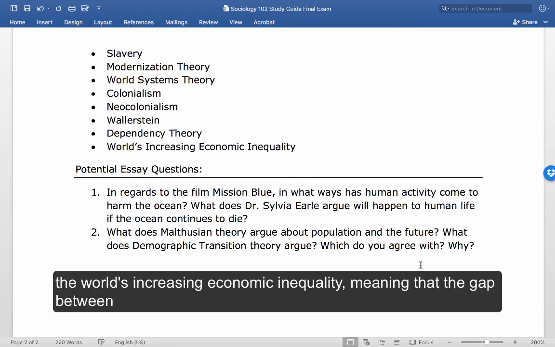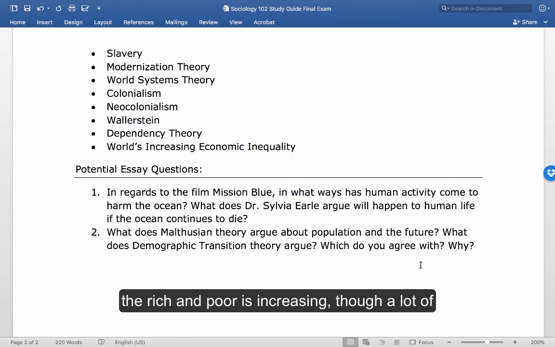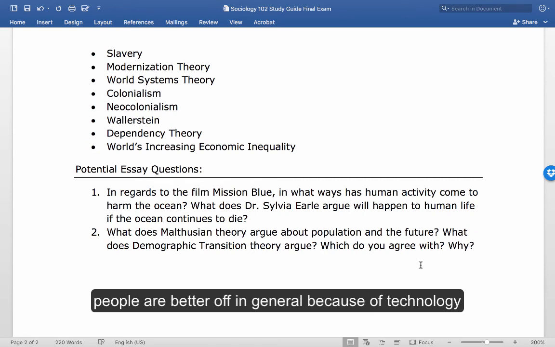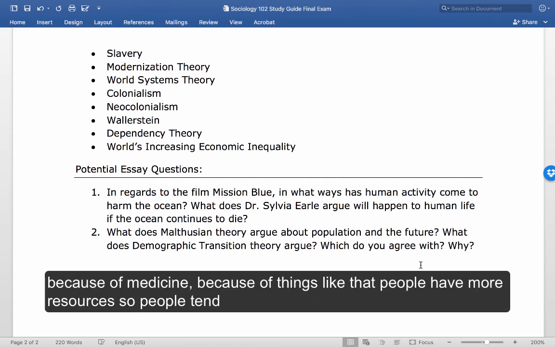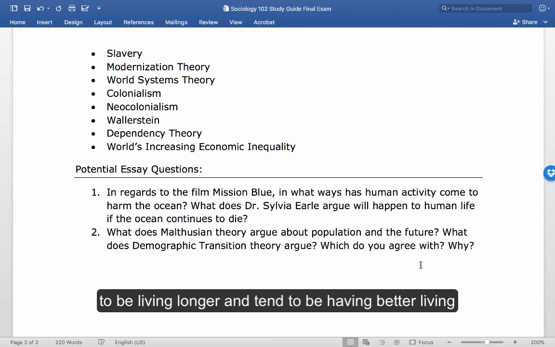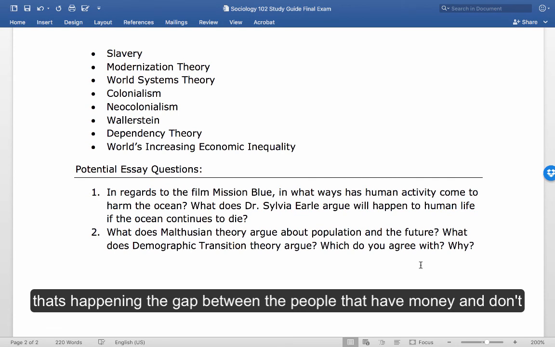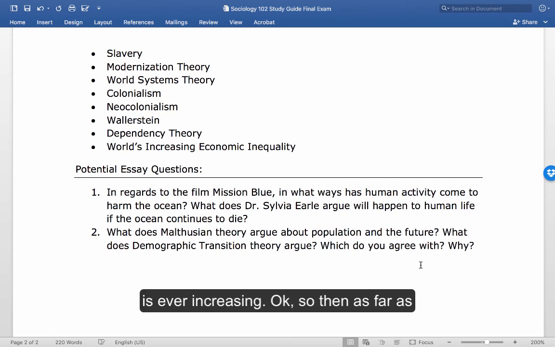And then as far as the world's increasing economic inequality, meaning that the gap between the rich and poor is increasing, a lot of people are better off in general because of technology, because of medicine, because of things like that. People have more resources, so people tend to be living longer and having better living standards than their parents' or grandparents' generations. But at the same time, while that's happening, the gap between the people that have money and don't is ever increasing.